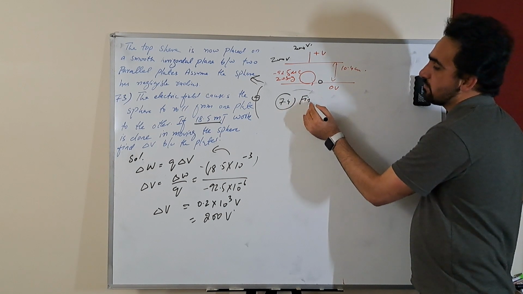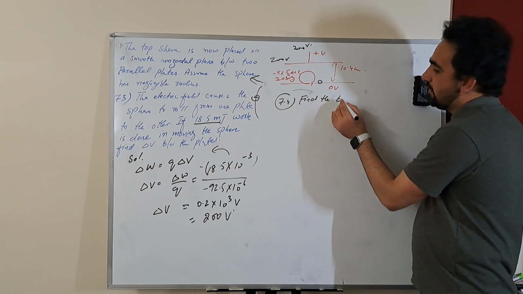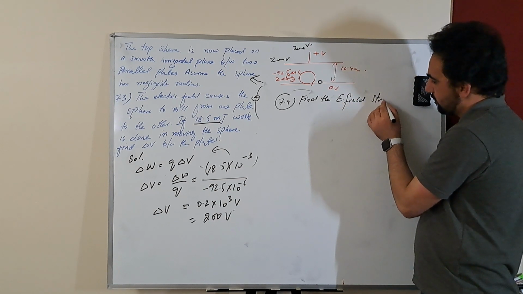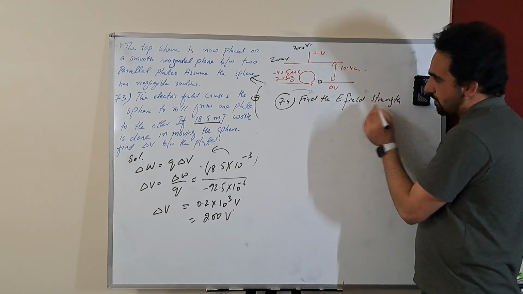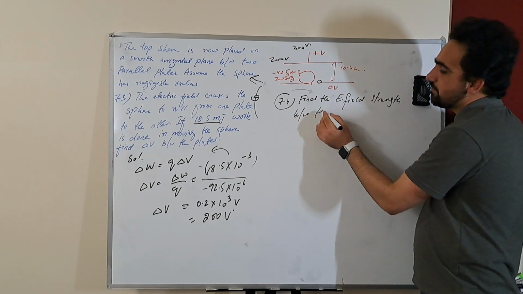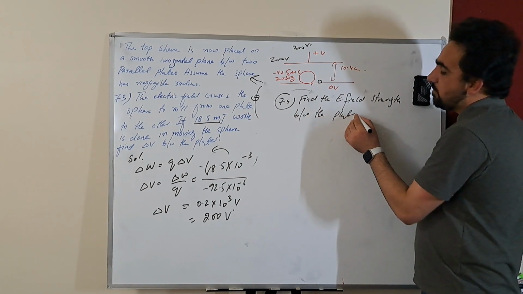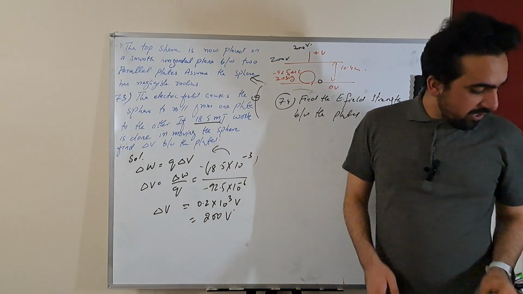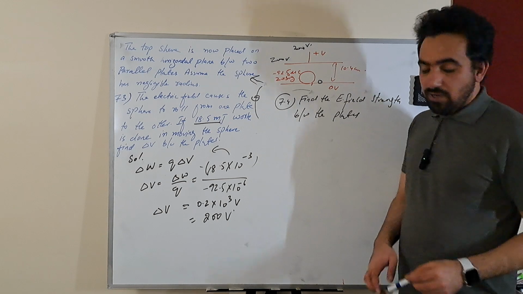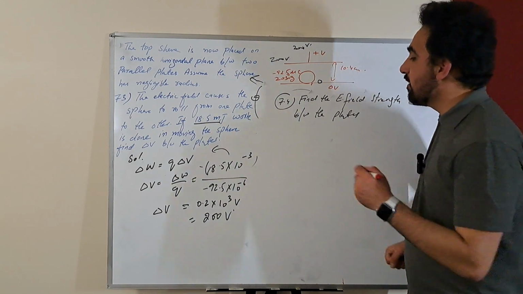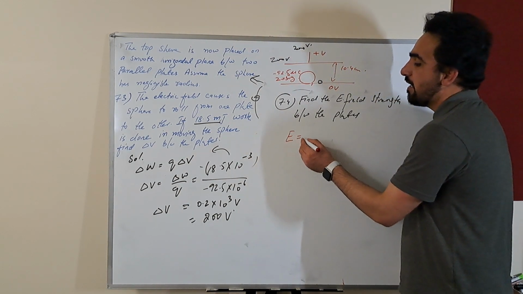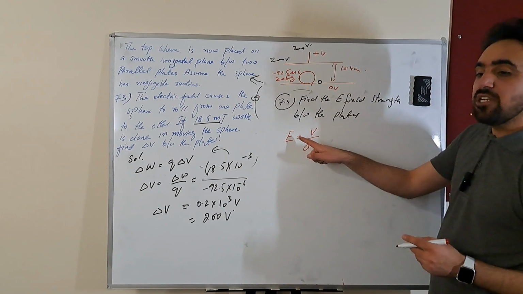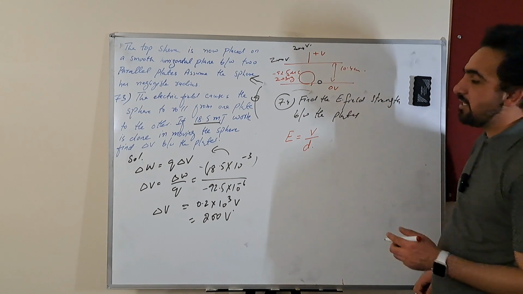Find the electric field strength between the plates. So now the plates show uniform electric field between them, and for uniform electric field the formula is electric field strength is equal to V divided by D. So V is potential and D is the distance between the plates.